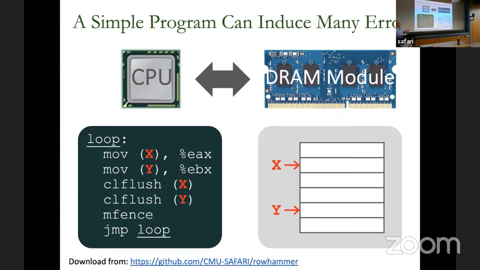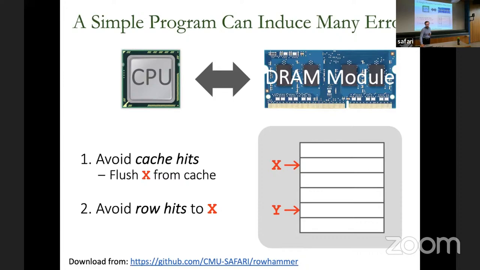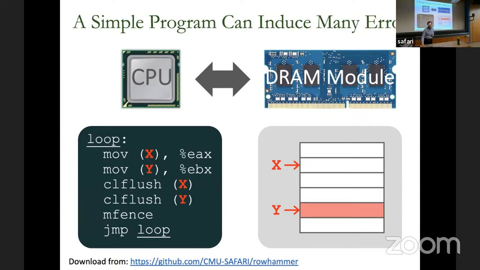And it essentially hammers them, meaning it bypasses the caches by flushing X and Y from the caches. And it avoids row hits to X by reading Y in another row, because there's a row buffer in DRAM, as you remember. And that row buffer, we need to bypass. The way you bypass that is by activating another row in the same bank. Essentially, the program does this, right? And if the bank is vulnerable, if these rows are vulnerable, you get some bit flips.